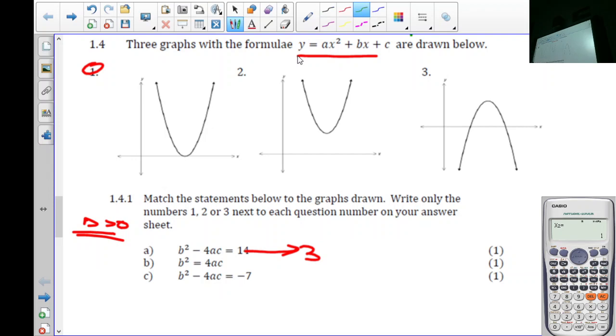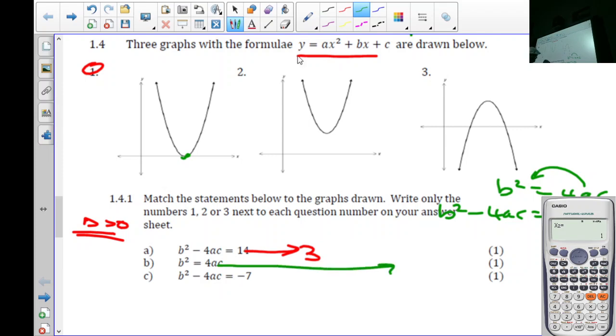If you're going to look at b squared minus 4ac equal to 0, what we need to do is bring that over the equal sign, so we get b squared minus 4ac is equal to 0. When is delta equal to 0? The roots are real, yes. Rational, yes. And equal. That is for equal roots. And the only one that has equal roots is graph 1. So b has to be graph 1.